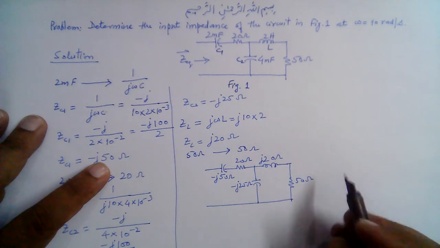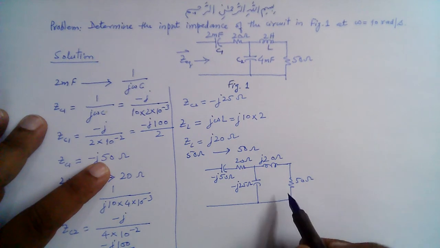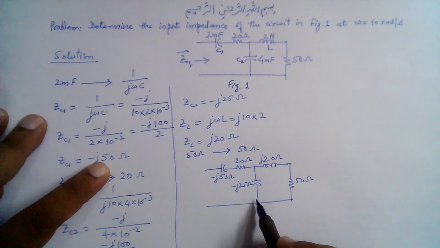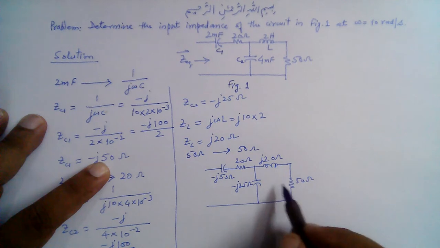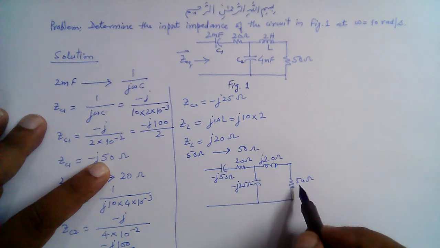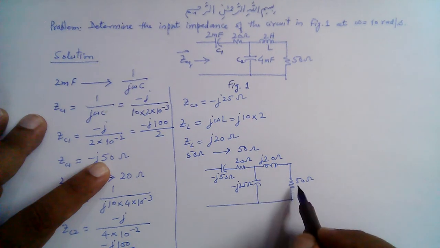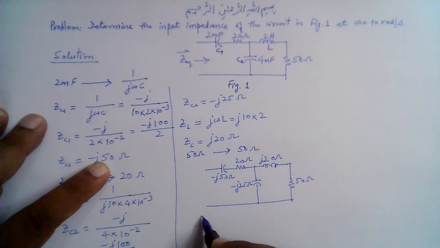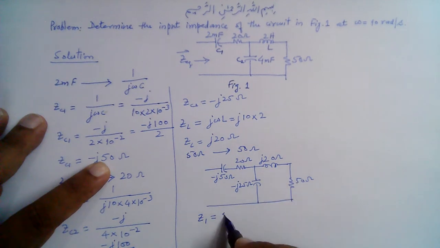So this is the equivalent circuit in the phasor or frequency domain. So we see this branch here is in parallel with this branch. Let's call the impedance of this branch Z1, and this will be equal to the addition of these two series impedances, 50 plus J20. So Z1 is equal to 50 plus J20 as these are in series.